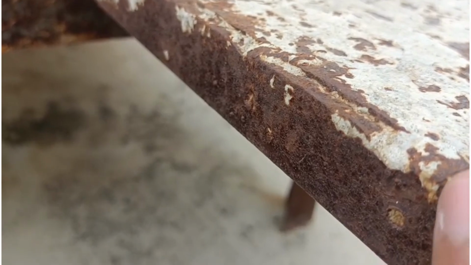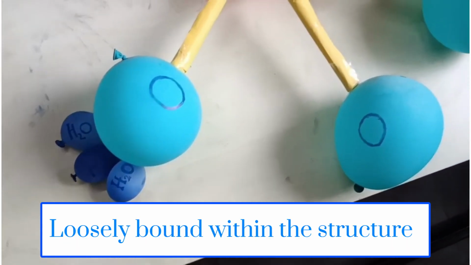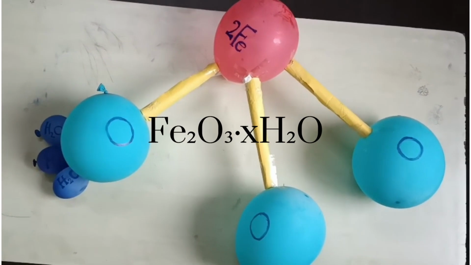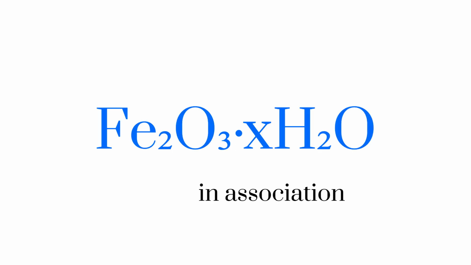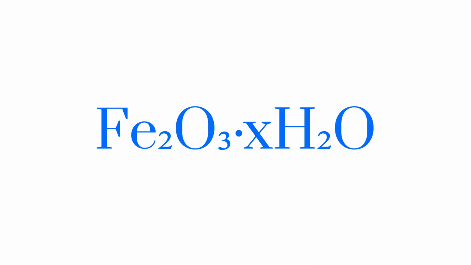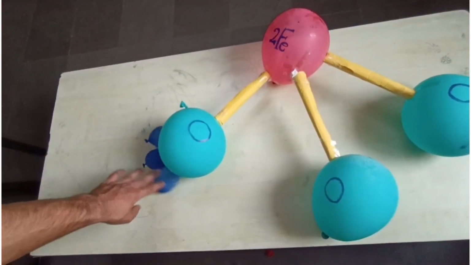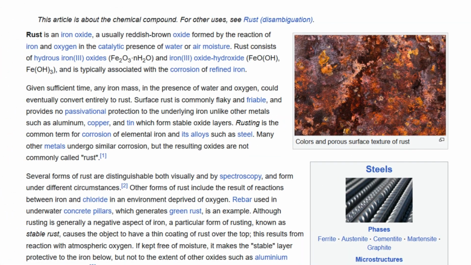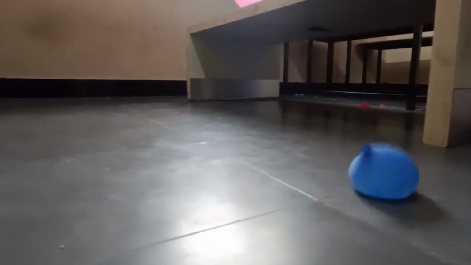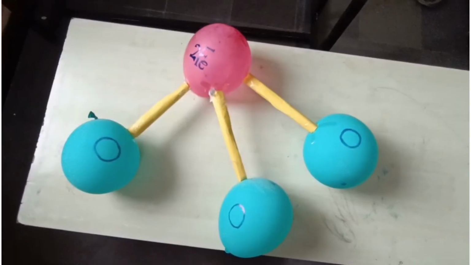Rust isn't just Fe2O3, it's a hydrated form, meaning water molecules are loosely bound within the structure. So it is actually Fe2O3.XH2O. The dot here means it is in association with water molecules. But what does this X mean? Here the X means the number of water molecules is not fixed. It depends on humidity, temperature and the surface conditions. This makes rust a hydrated compound but not a definite compound like water or salt.